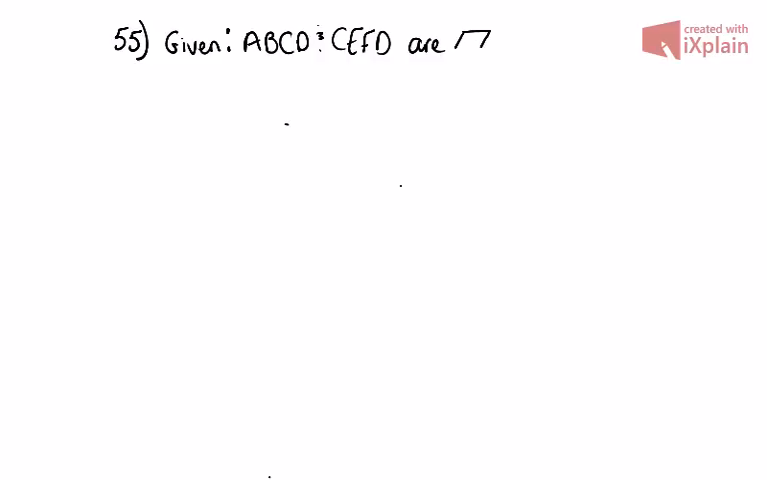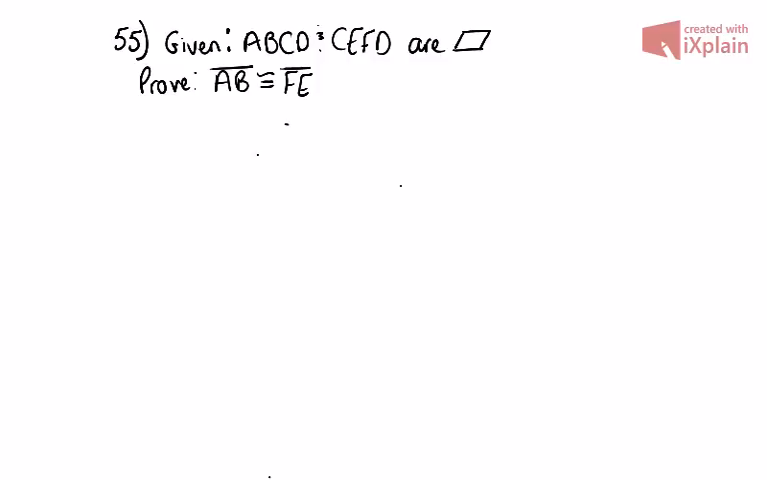And the last problem that I'm going to do is number 55. On 55, we're asked to prove a statement. I'm given that ABCD and CEFD are parallelograms. And I'm asked to prove that AB is congruent to FE.